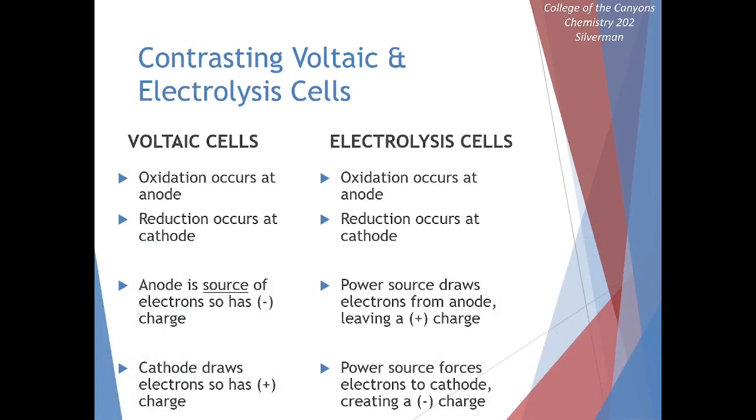Here's a quick compare and contrast between our voltaic cells and our electrolysis cells. Oxidation is still at the anode, reduction is still at the cathode. But now we need to have a power source in order to force those electrons to flow the opposite direction we'd expect.